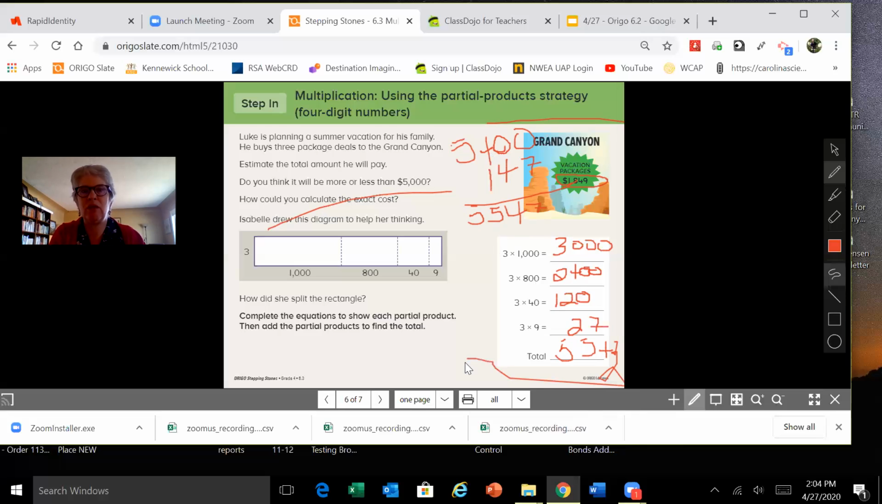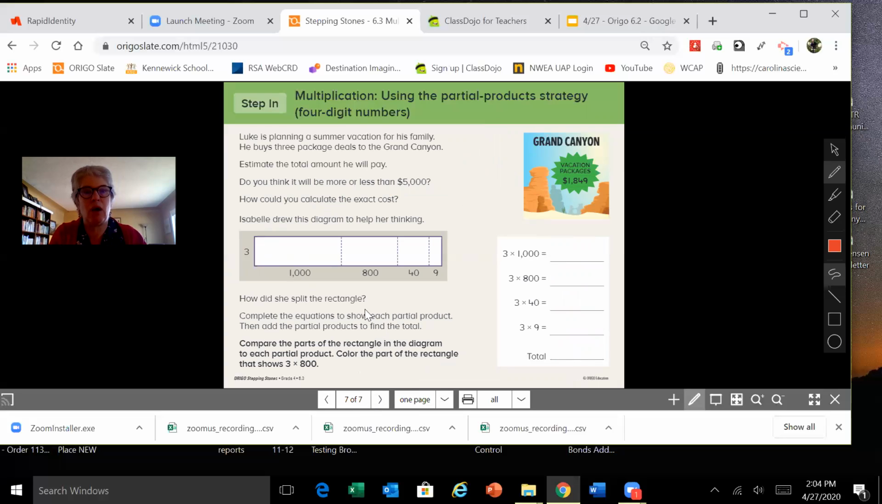Okay, so we can see here, guys, that we've used the area model and then this idea of partial products, this idea that we are multiplying each number times 3 and we're getting it over on this side, and then we have to add them together. Okay, let's go to the next slide.